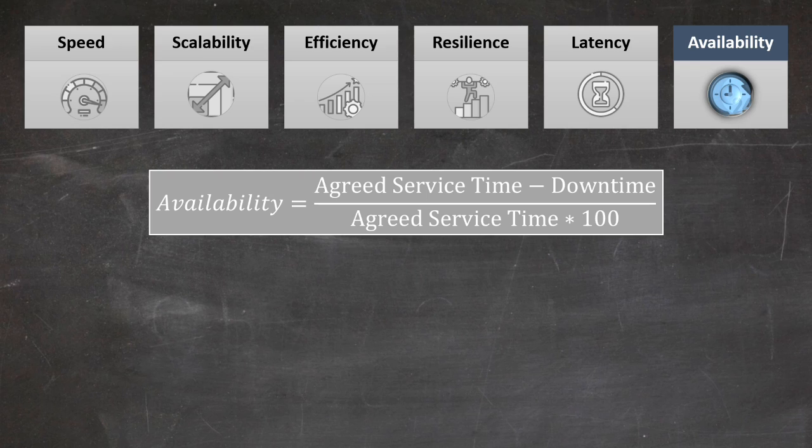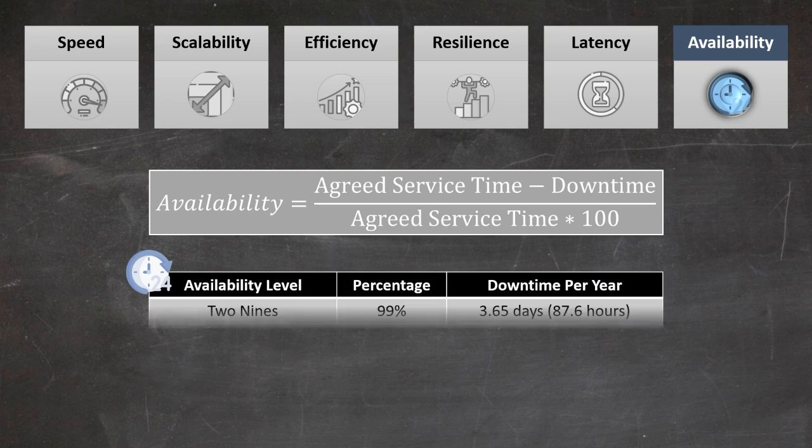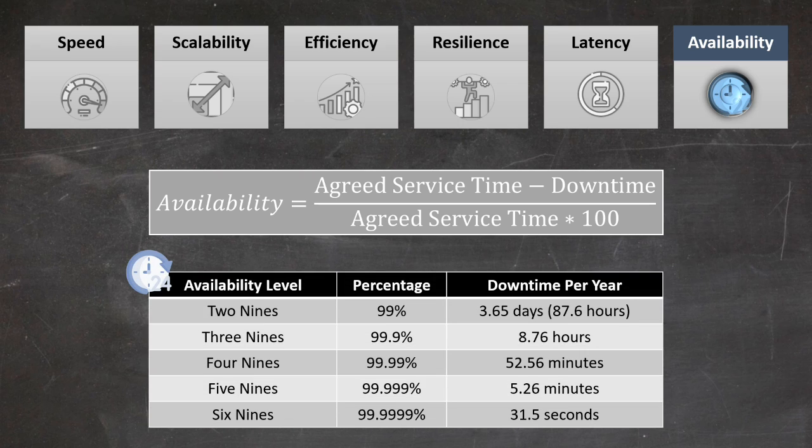This contract is typically expressed in nines as a percentage of uptime over a given period, typically a year. The higher the number of nines, the stricter the SLA and the more challenging it is for the service provider to meet. 5 nines, or 99.999%, availability is often considered the gold standard in many industries, representing a commitment to almost continuous uptime with only about 5 minutes of downtime per year.